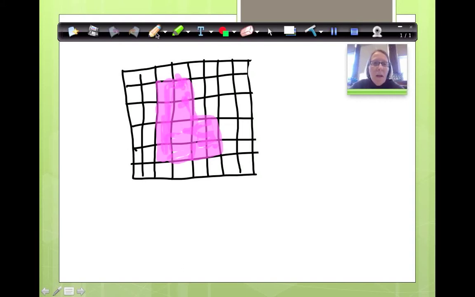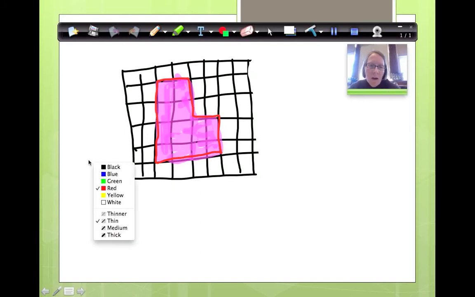Okay, now I'm going to outline this. I'm going to outline it in a different color. You do not have to outline it. I am just going to outline it just so that we can really see it, especially since I'm hand drawing this and yours should look easier. This is the shape we're going to do. This is the shape we're going to talk about.